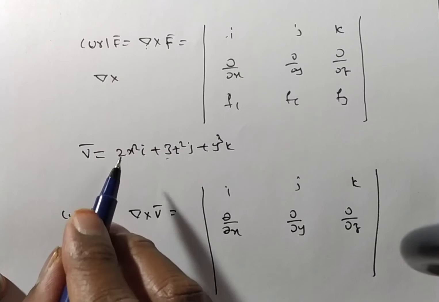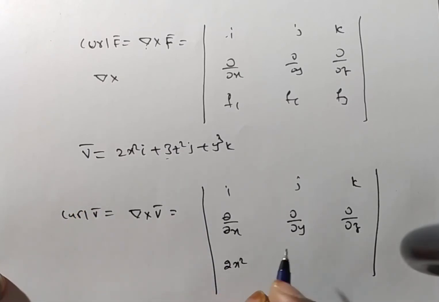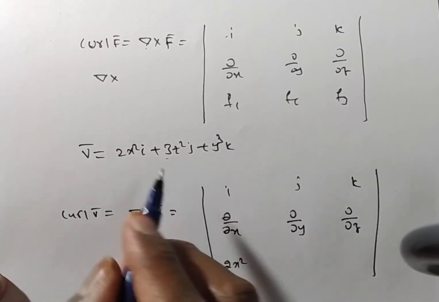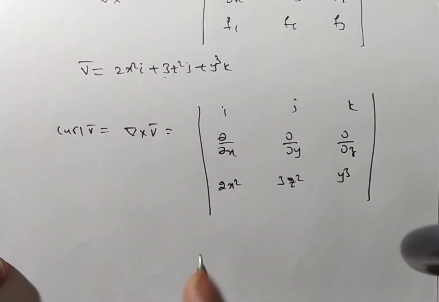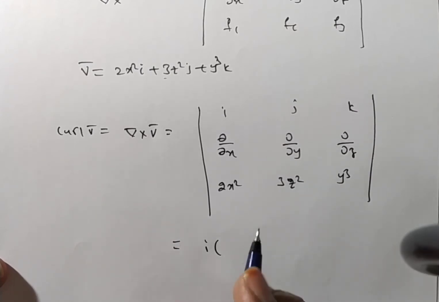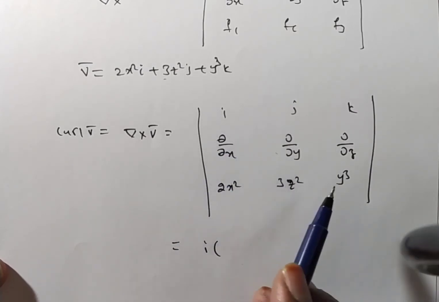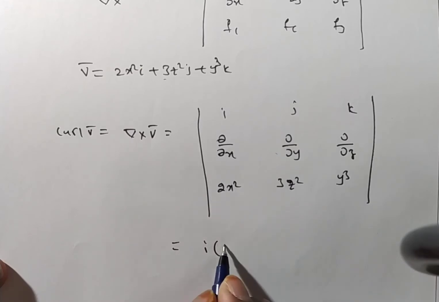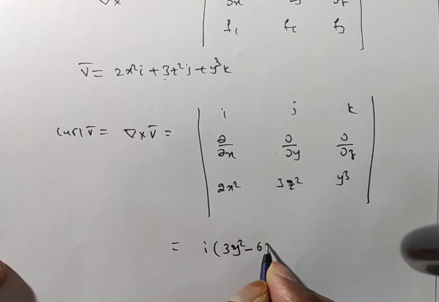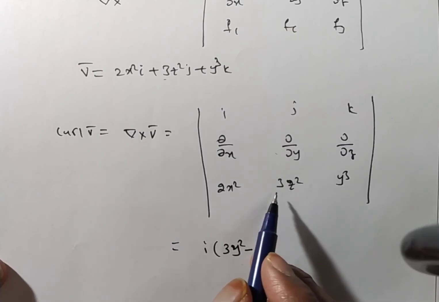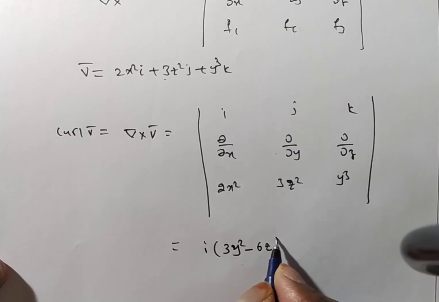In v bar, the i quotient is 2x², the j quotient is 3z², the k quotient is y³. Now find the determinant for this. What you are getting: i times, with respect to y you have to do. This is a function of y, so the derivative of y³ is 3y². Minus, with respect to z, it is a function of z, so z² derivative is 2z into 3, that is 6z.